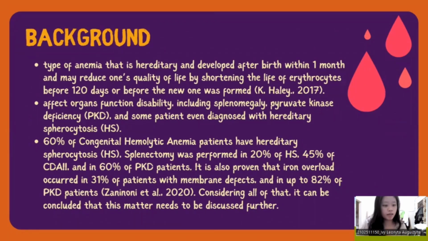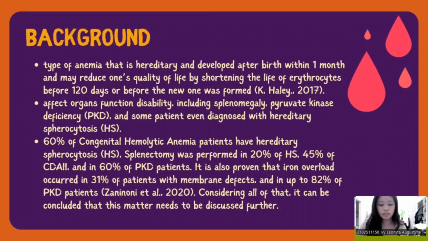So congenital hemolytic anemia is a type of anemia that is hereditary and develops after birth within 1 month, and may reduce one's quality of life by shortening the life of erythrocytes before 120 days, or before the new one was formed. It also affects organ function, including splenomegaly, PKD or pyruvate kinase deficiency, and some patients are even diagnosed with HS or hereditary spherocytosis.